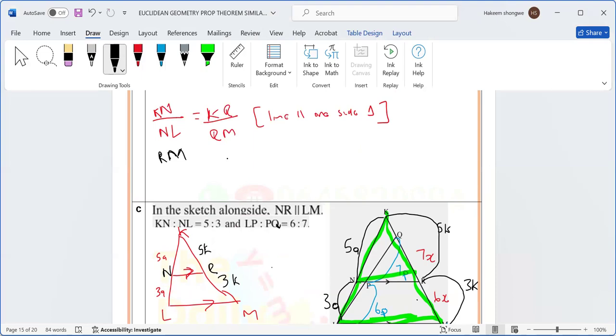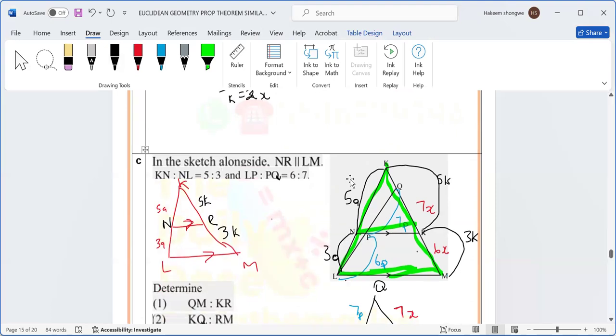Under RM, it has two ratios, which is 6x and 3k. Then we can either divide by 6 or divide by 3. Let's divide by 3. Okay, K is equal to 2x. How should I proceed?